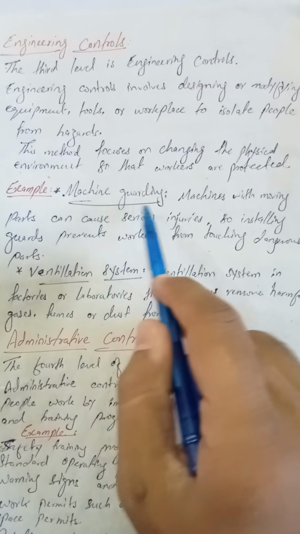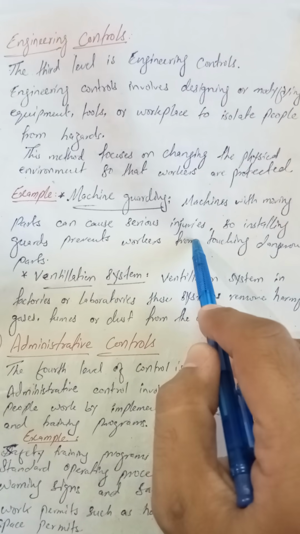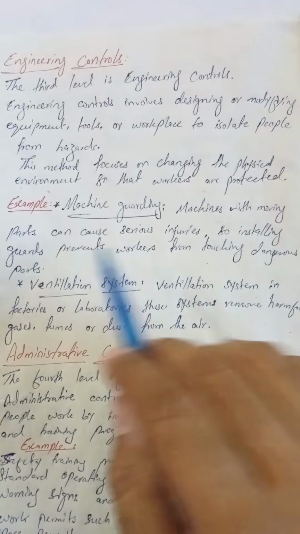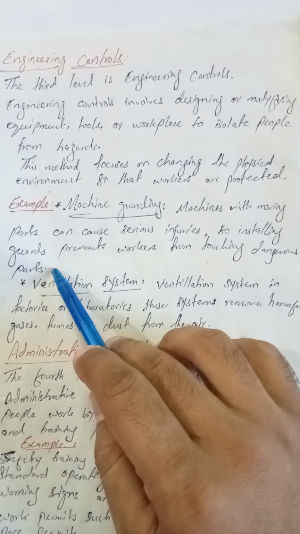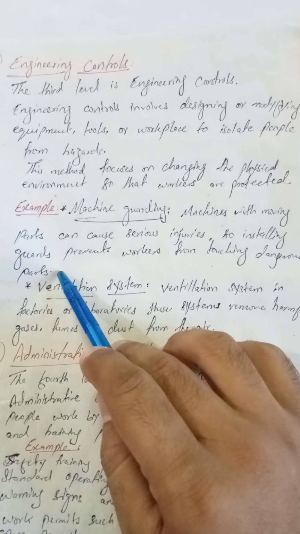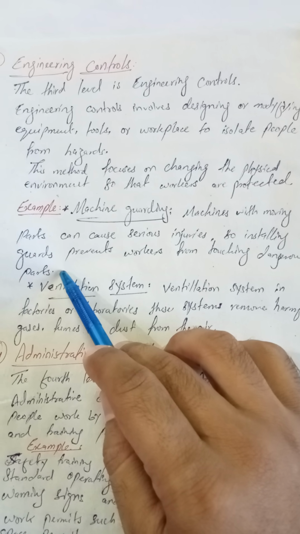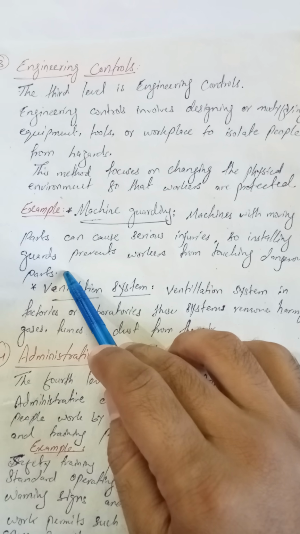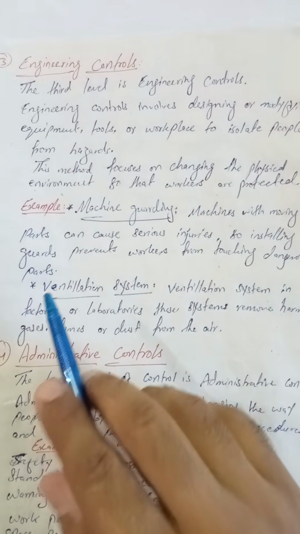Example, machine guarding. A machine with moving parts can cause serious injuries, so installing guards prevents workers from touching dangerous parts. For example, a grinder. If a grinder is running without a guard, there is a high risk. But with engineering control, we will install the disc guard, which makes it less harmful and is a protective method for using the grinder machine.